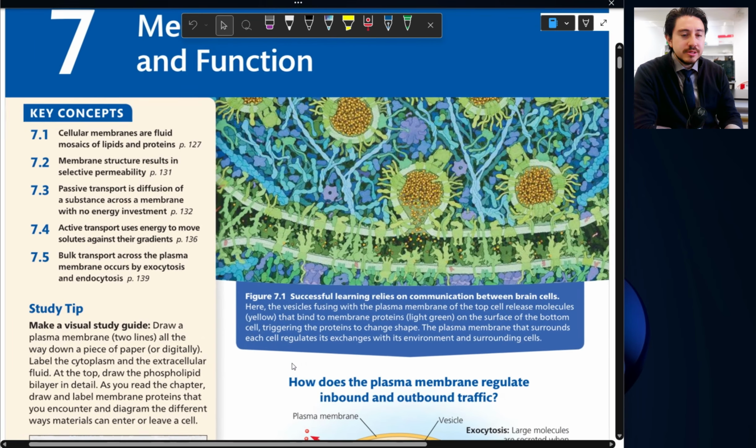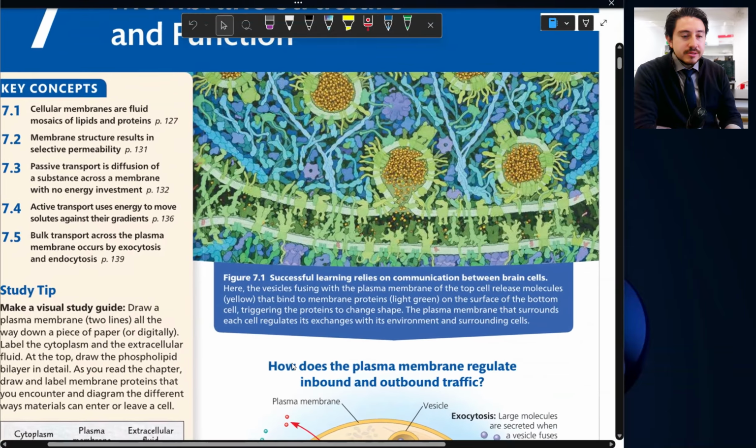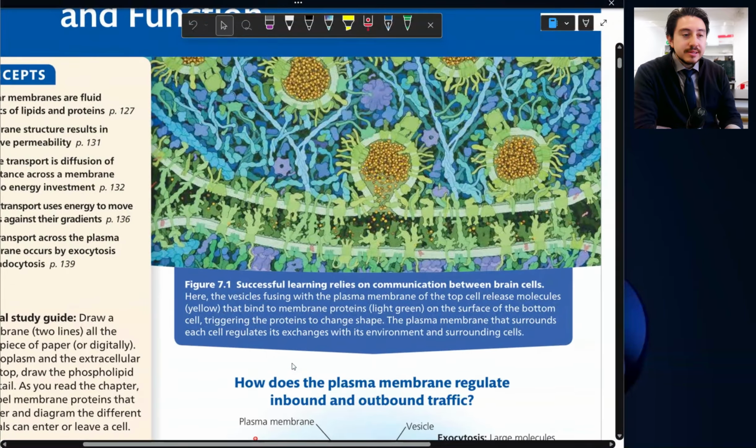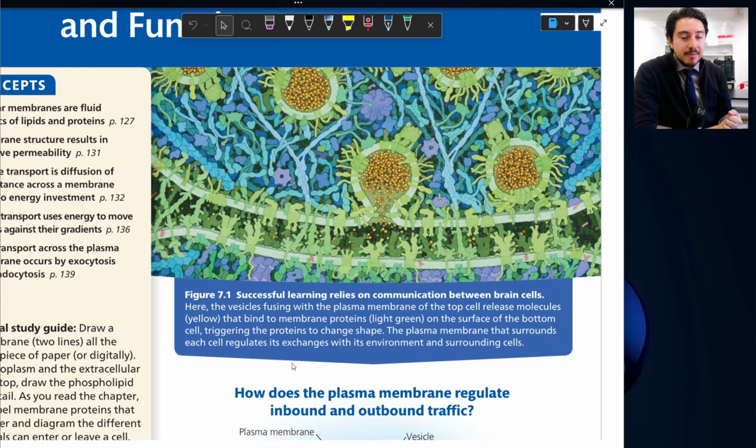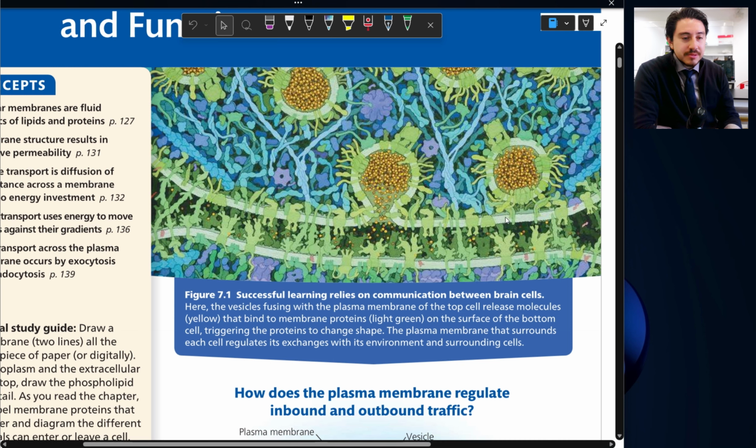Zooming into the chapter image that you see here, figure 7.1, successful learning relies on communication between brain cells. Here, the vesicles fusing with the plasma membrane of the top of the cell releases molecules that are in yellow. So if you see this top cell here, you see these vesicles that are kind of flowing to the border, to the cell membrane. Inside those vesicles, you have these yellow small little molecules.